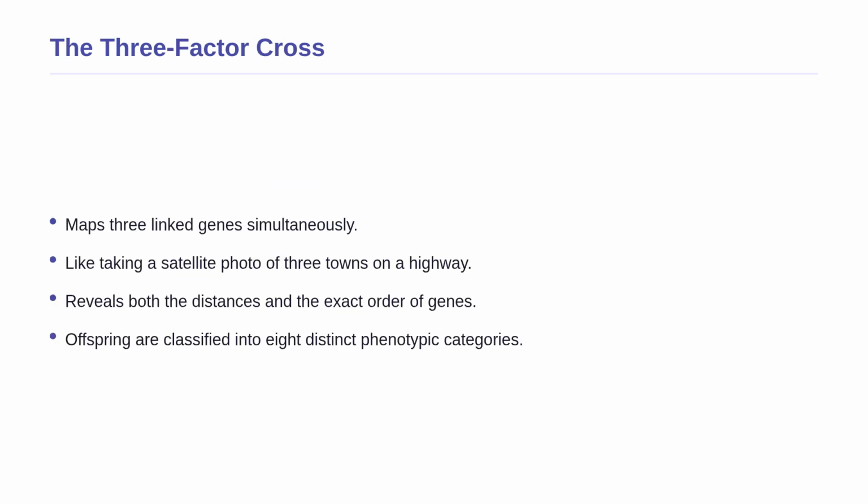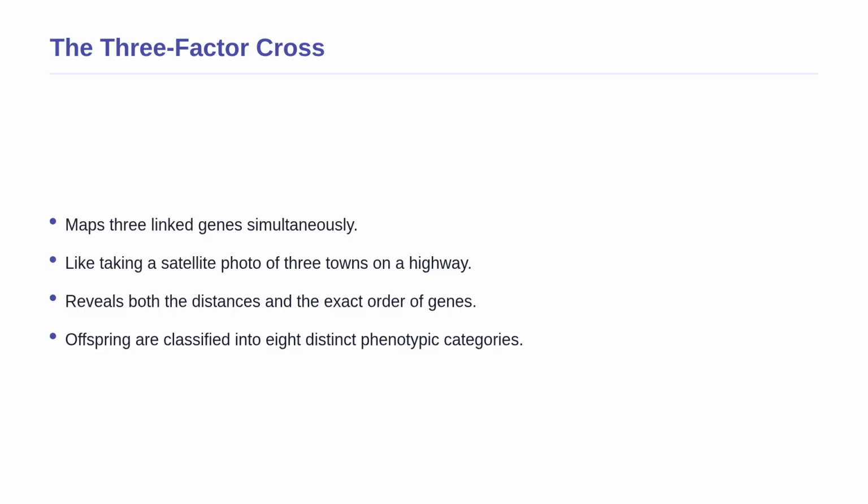So, we have successfully mapped 2 genes. But what if we have more? Imagine you are trying to map out 3 towns along a single highway. If you only measure the distance between A and B, and then B and C separately, you might miss crucial details, like whether B is actually in the middle.